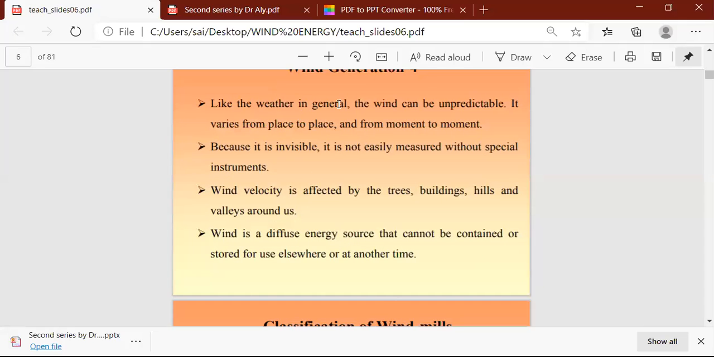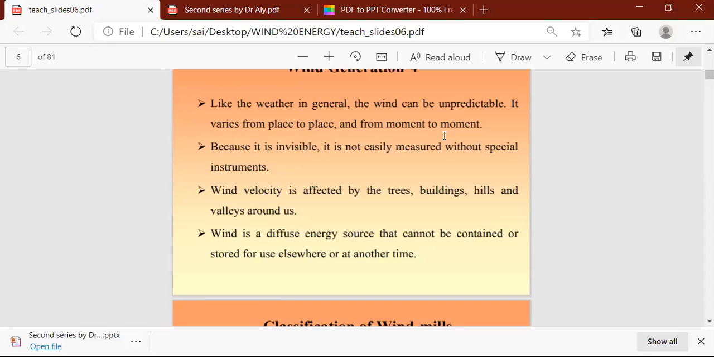Like the weather in general, the wind can be unpredictable. We all know that we get the intensity of the sun during some working hours, from 10 a.m. to 4 p.m. From this we can calculate the day length for solar radiation. Similarly, the wind is an unpredictable thing. We are not getting a uniform pattern of wind during wind generation. It is unpredictable, and it varies from place to place and from moment to moment.